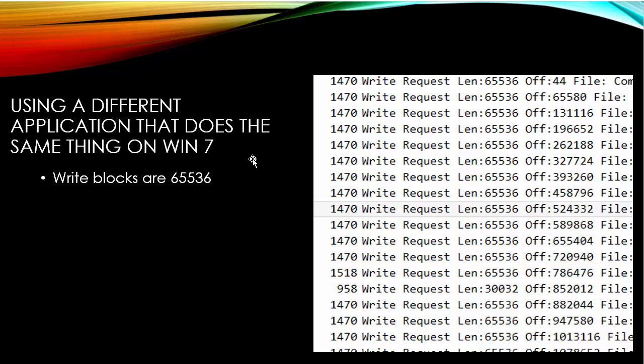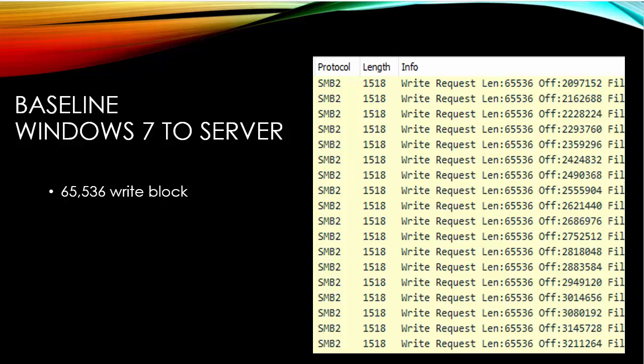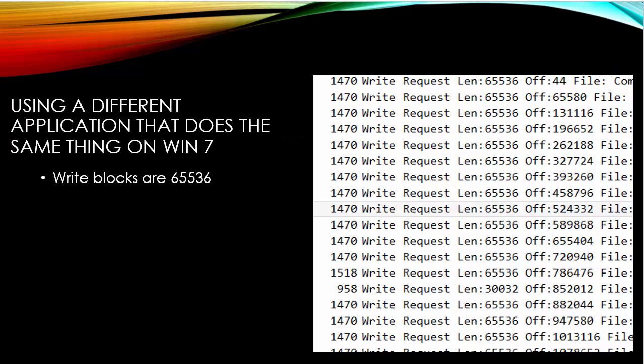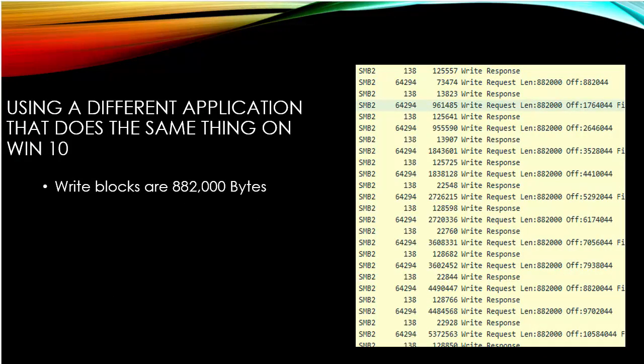65,536. So that's with Windows 7, right? Because we found out Windows 7 natively could do 65K, but with the app it only did 1,600 bytes. Okay, so now we're back up to 65K, which is kind of nice. And then I said, well, using a different application on Windows 10, what does that look like, this other app, right? And it was huge, 882,000 byte writes. So this alternative application far outperforms the current software that they're using right now.